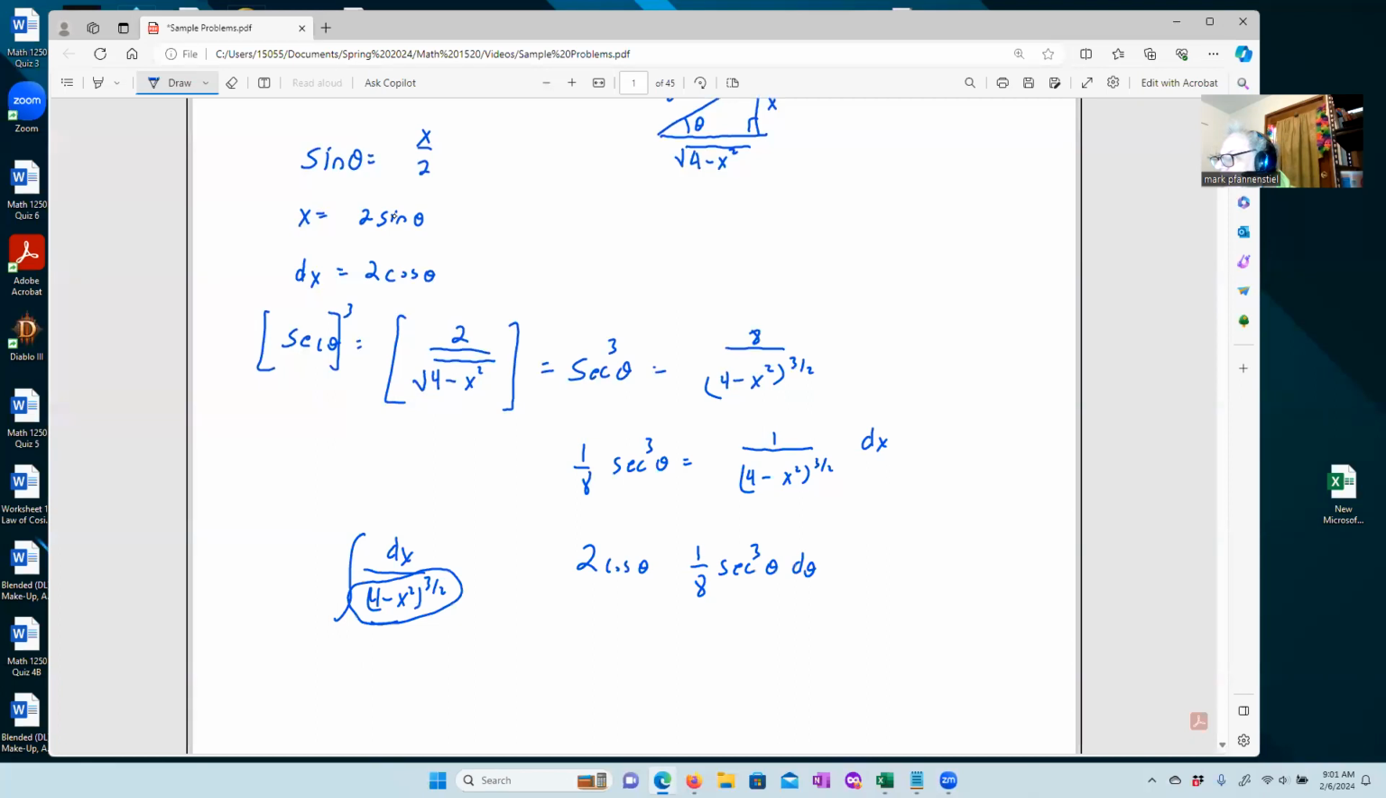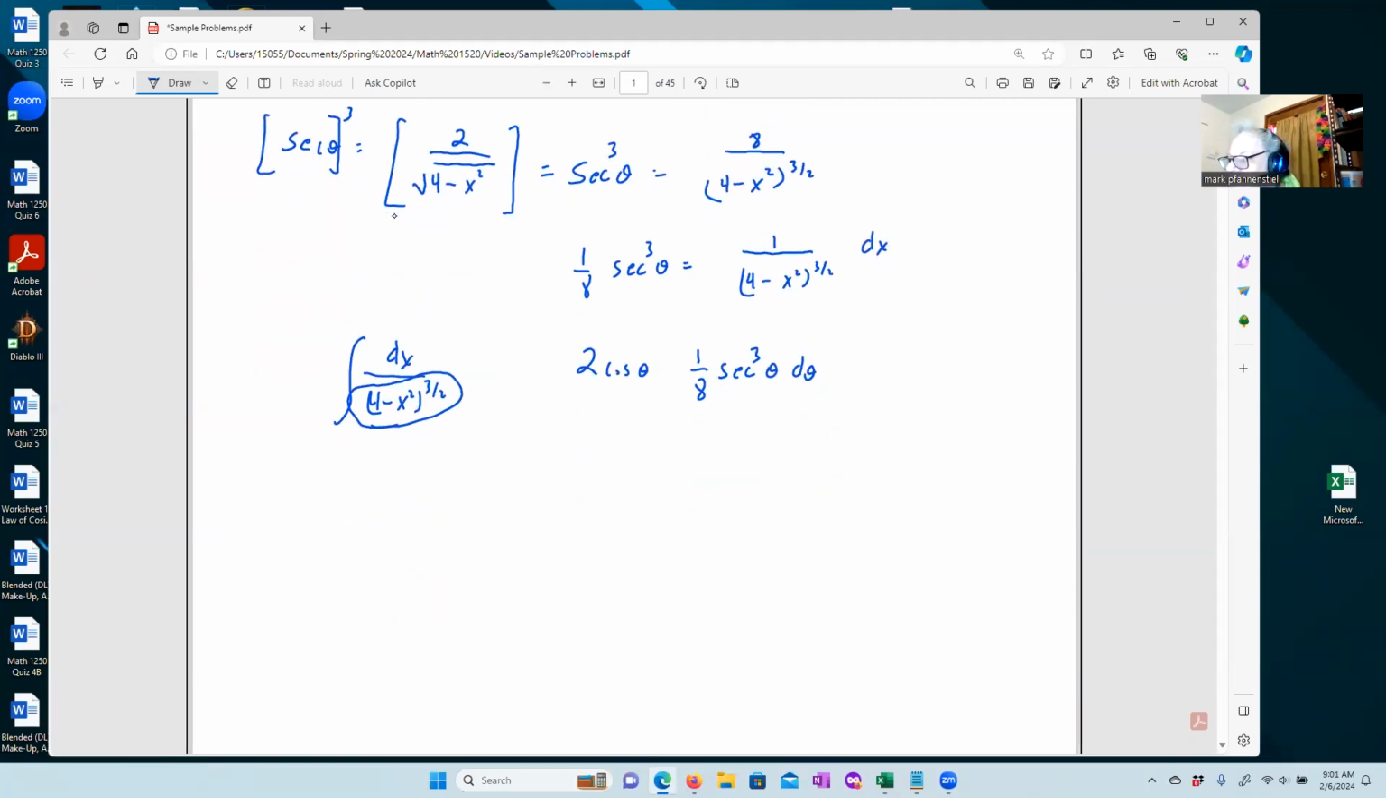Okay. And now we can clean this up a little bit. 2 over 8, that's going to be a quarter. So we have 1/4. So cosine and secant cancel. Okay, so thank goodness. So we end up with a secant squared here. And already I'm looking at this like this is not going to be as bad as I thought was going to happen over here. And then we still have to integrate this. How do we integrate secant squared? Secant squared, that's just tangent. So we're going to end up with 1/4 tangent.